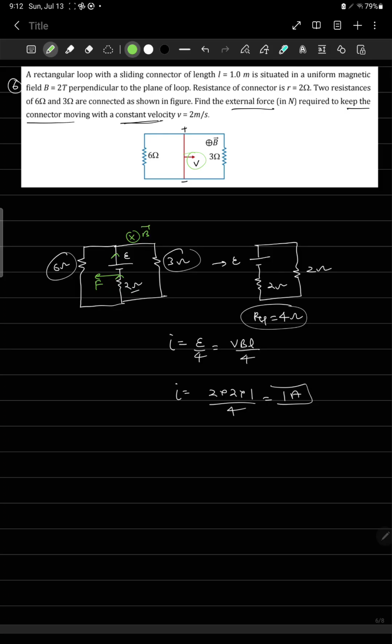But the question says to find the external force we need to apply from our side to keep the connector moving with a constant velocity. That means the same amount of force will be acting in the opposite direction, so the net force will be 0, acceleration will be 0, and the wire can move with a constant velocity. So we just need to find the force acting on it, and that will be our answer. The force on a current carrying wire is ILB. I is 1, L is 1, magnetic field is 2, so it is 2 Newton. That's it, the answer of this question is 2 Newton. Hope you understood this question. Let's move to the next question.